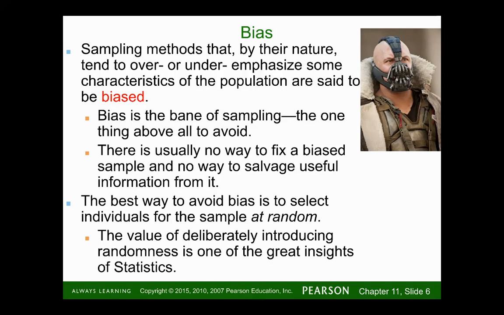by their nature, tend to over or underemphasize some characteristics of the population. Those are said to be biased. So bias has a lean one way or the other, all right? There's usually no way to fix bias, okay? Although you should try very, very hard. The best way to avoid bias is to select individuals for the sample at random. So bias is a real thing.